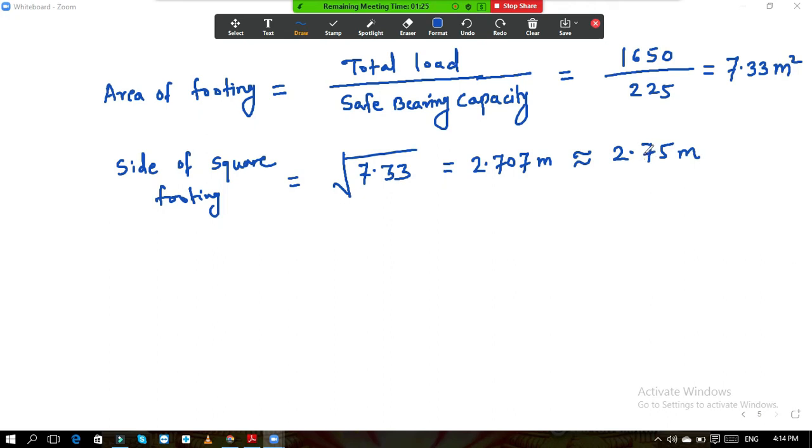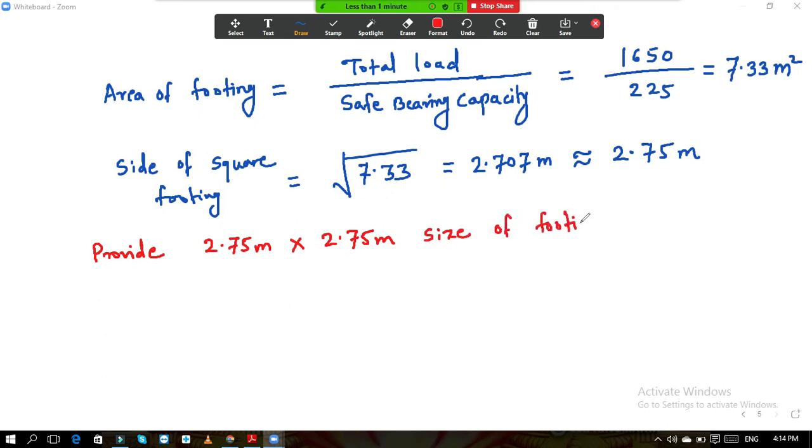So here I can write the dimension. Provide 2.75 meter by 2.75 meter size of footing. Okay, so we have fixed the size of our footing now. So the size is 2.75 meter by 2.75 meter.